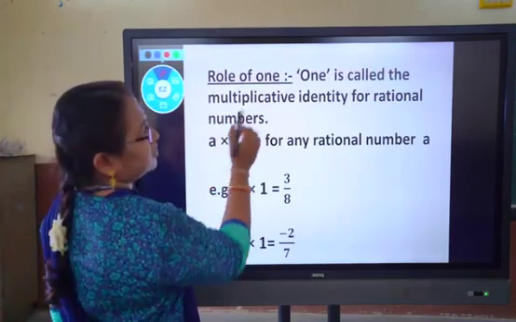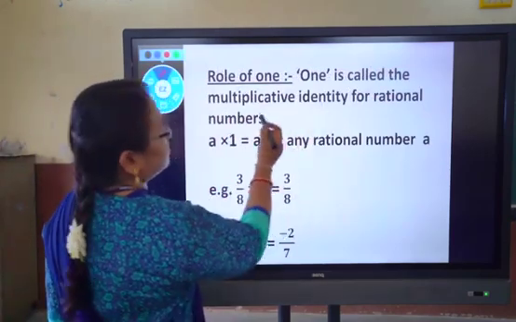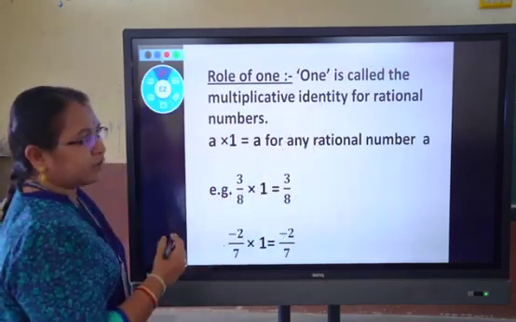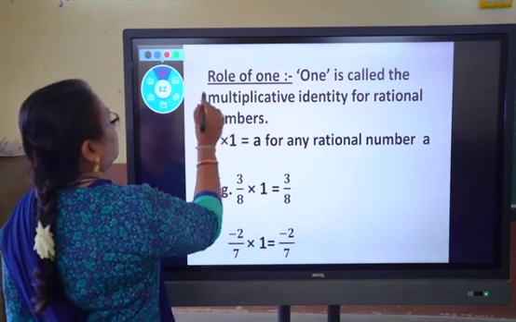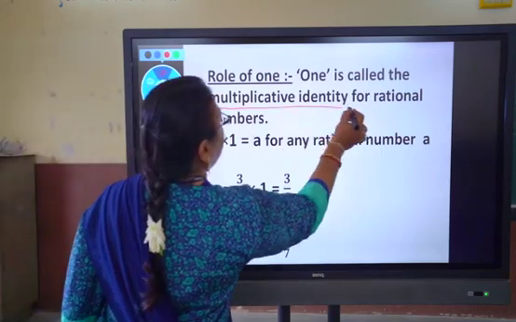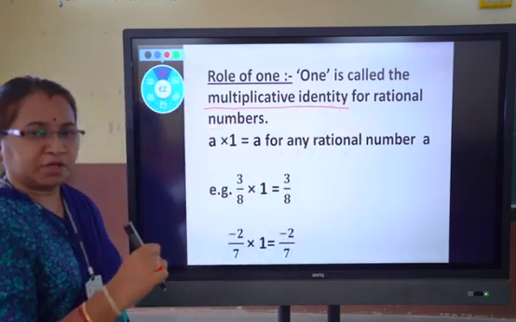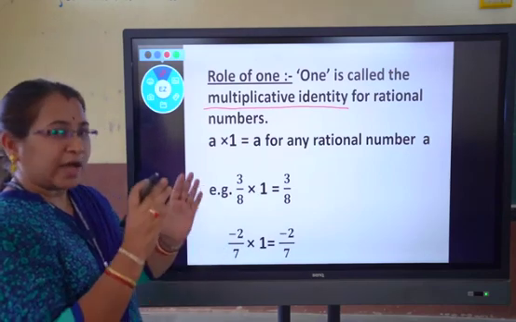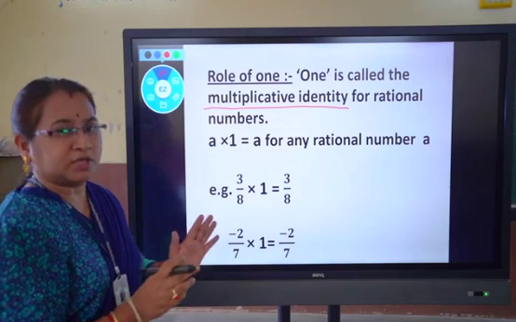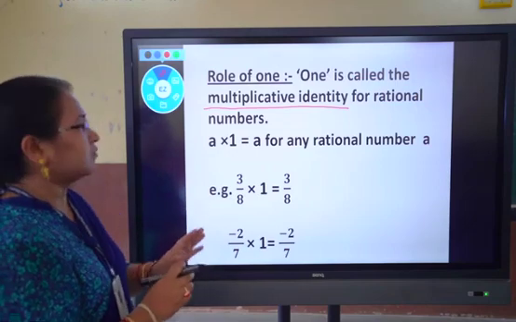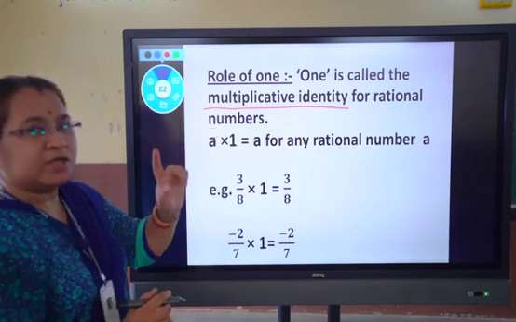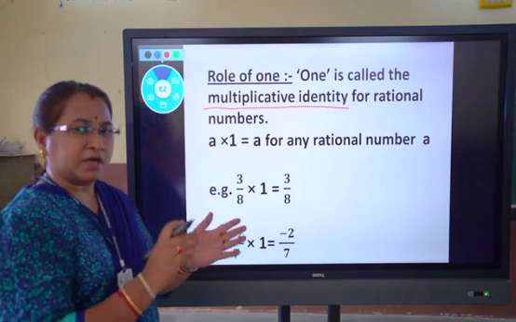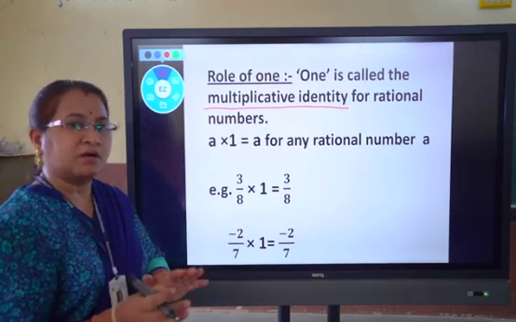Next we will discuss the role of 1. So 1 is called the multiplicative identity for rational numbers. Now what is the meaning of multiplicative identity? Multiplicative identity means the number which, when multiplied with any number, does not change the identity of the first number, the starting number. That number is 1, because 1 multiplied by any number gives that number only.